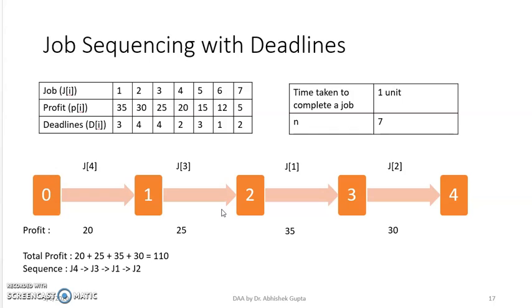So for objective type questions, you have to think in that way: the profit must be the maximum. However, we are following this algorithm, so the sequence is J4, J3, J1, J2. Another algorithm can give another answer, but the profit will be the maximum.